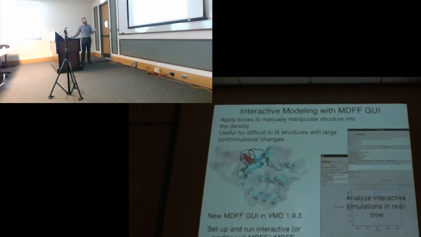And so one cool thing that you can do with the graphical interface is something we call interactive MDFF. What this allows you to do is actually watch your simulation happening in VMD. So you connect VMD to your running NAMD simulation, and VMD will show you what's happening in real time. And not only can you view that simulation, but you can also pick specific atoms and pull on them, and you can add in your own forces to manually manipulate the structure.